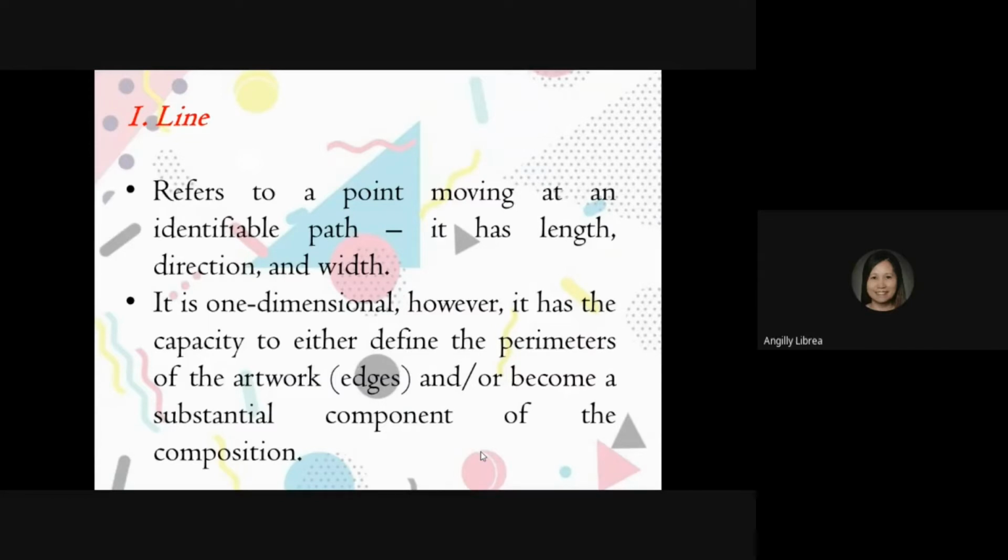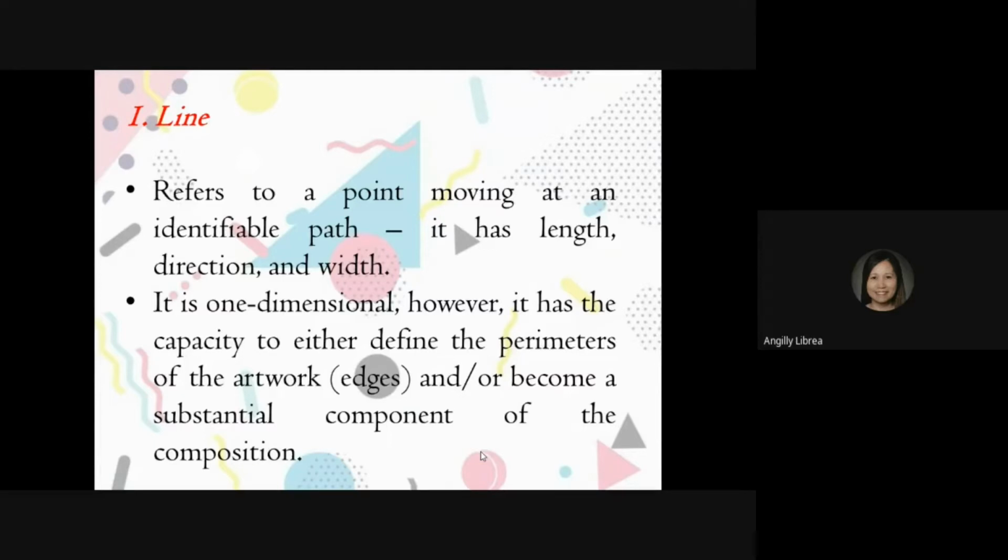To enumerate, the elements of art and design are the following. First is line, second is shape, third is form, fourth is space, fifth is color, and sixth is texture. So let's start with line.